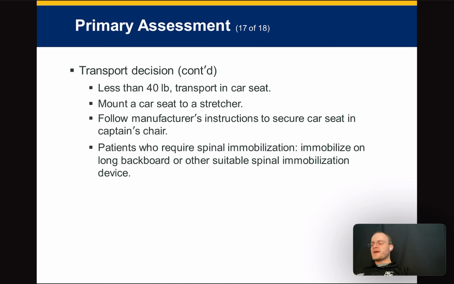Now, if they're less than 40 pounds, you should transport them in a car seat. And so what you would do is ask the parents to get their car seat and strap it to the stretcher. We'll show you how to do this in class. And follow the manufacturer's instruction to secure the car seat to the captain's chair. There is a way to also secure this to the stretcher. There's also a way to secure this to, we have a car seat that rolls up. It's a soft car seat. It's called a PD mate. And so we'll show you what those look like in class as well.